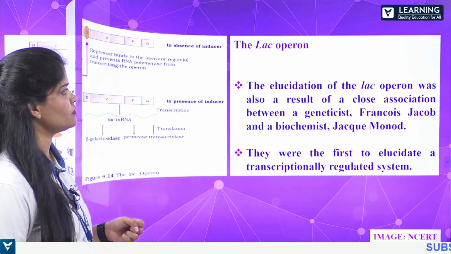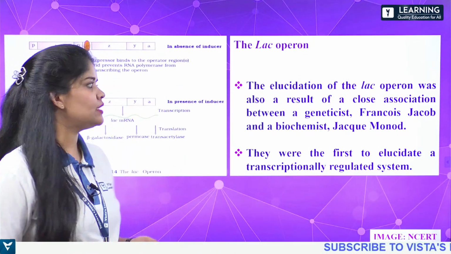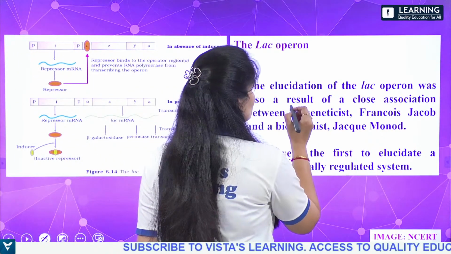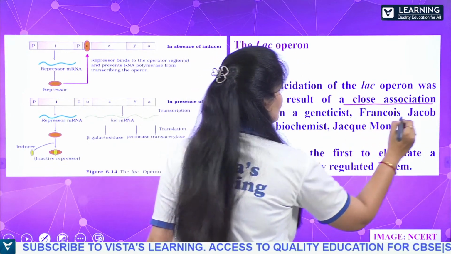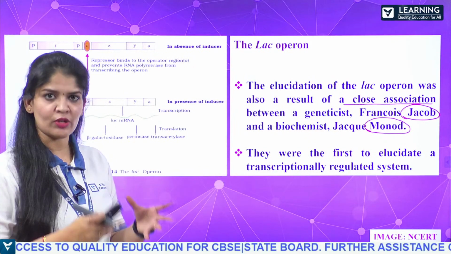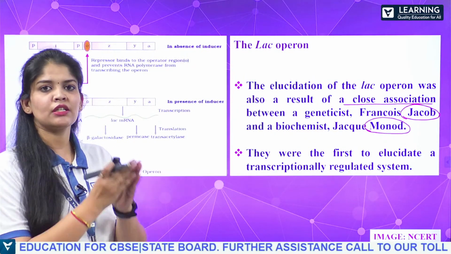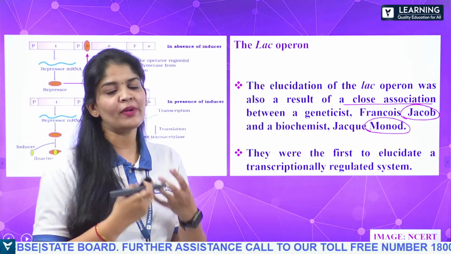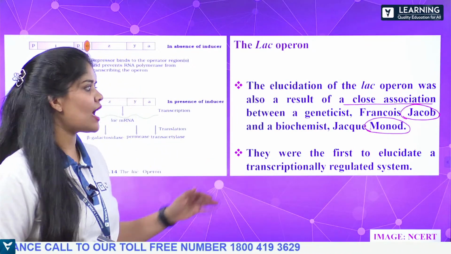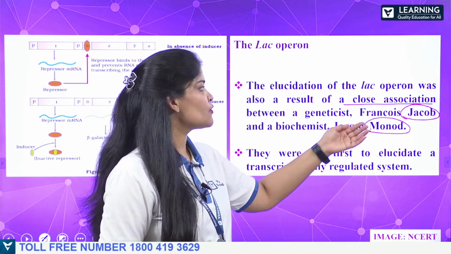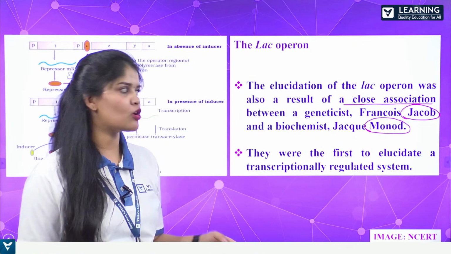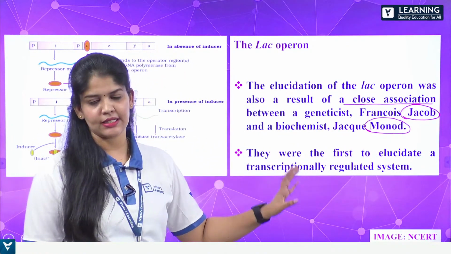Now, the elucidation, understanding, and explanation of the lac operon was also a result of close association between a geneticist and a biochemist. Both scientists worked together to make us understand the concept of the lac operon, and those scientists are Francois Jacob and Jacques Monod, popularly called the Jacob-Monod pair.